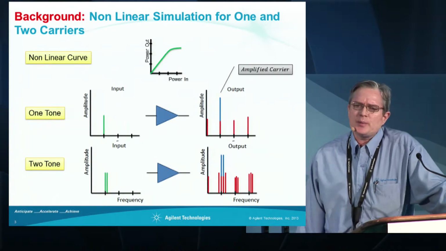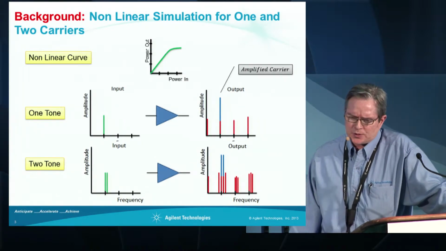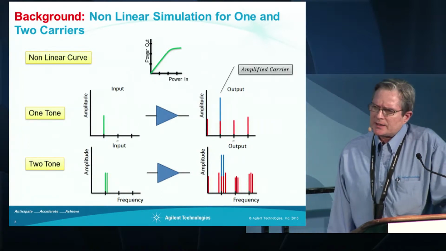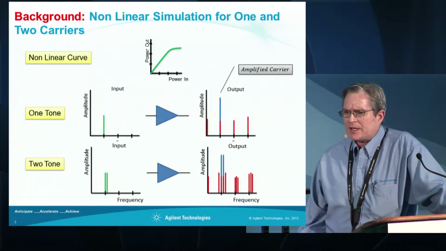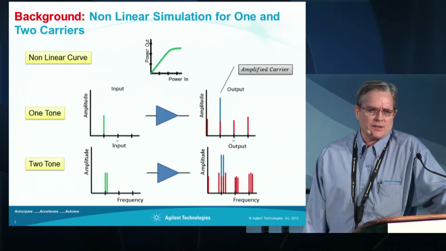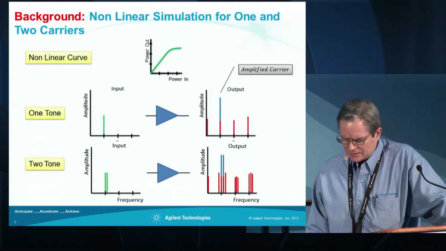Engineers are very familiar with the two-tone analysis, where we put in two tones, and then of course we get the third-order intermods right next to the two blue carriers, and then the second harmonics, the third harmonics, and then we get sums and differences of all those.